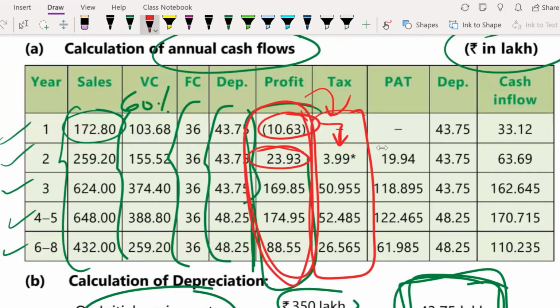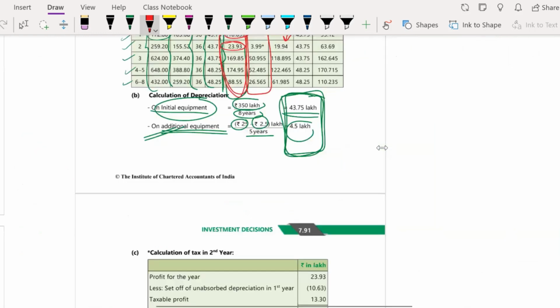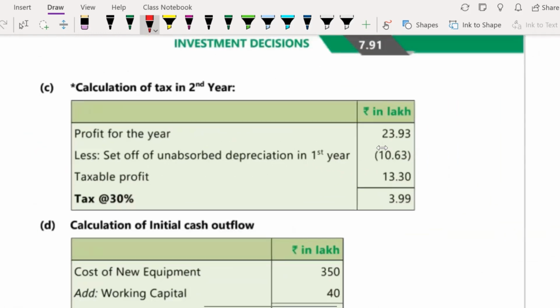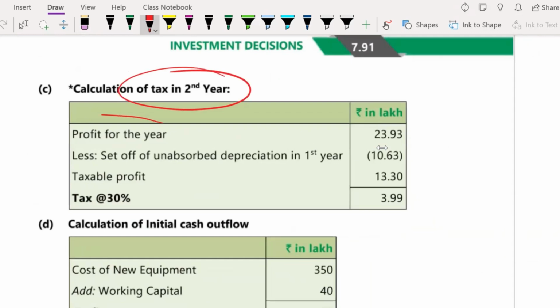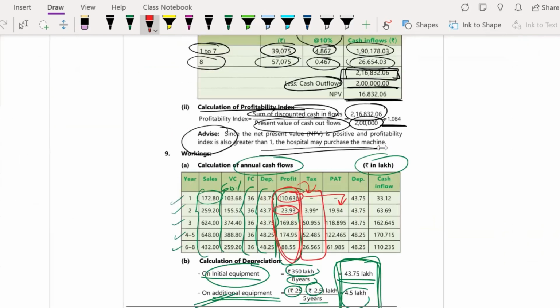So your profit becomes 3.99, which is lesser profit, so you need to pay lesser. I'll show you. Calculation of tax in the second year: the profit for the year was 23,93,000. Set off of unabsorbed depreciation of the first year is 10,63. So the taxable profit is 13,30,000 and your tax is 3,99,000. That's what they have done here.